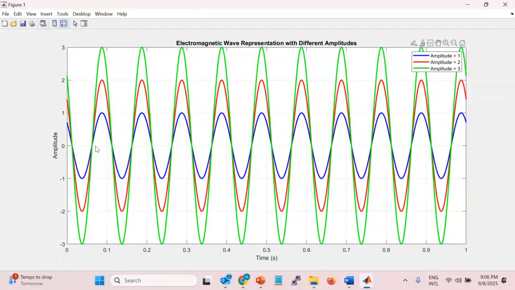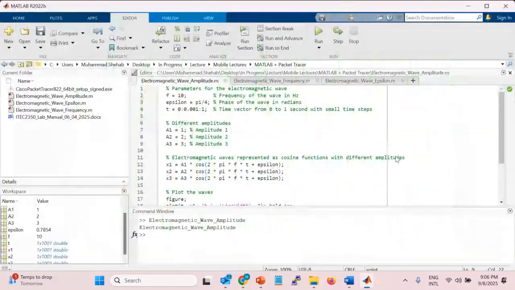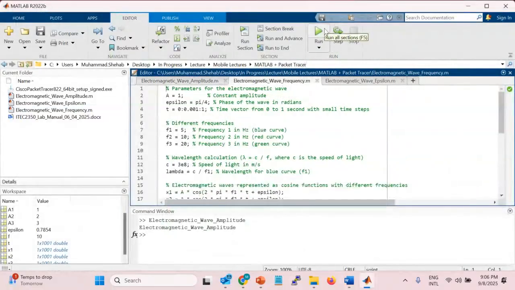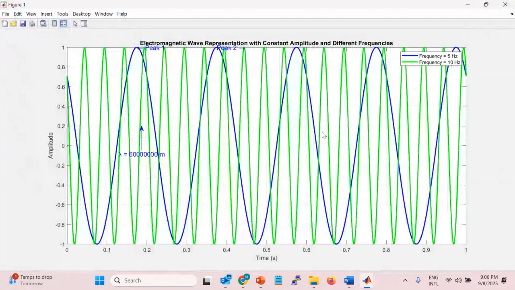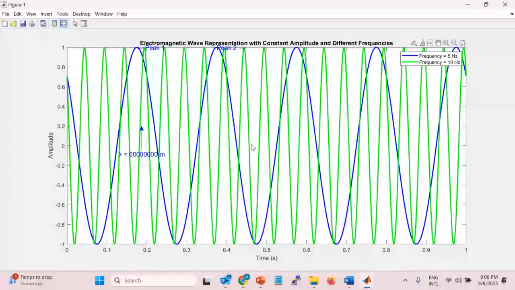So basically we measure the amplitude from the x-axis to the top of the signal. The highest amplitude is for the green signal, then the red signal, then the blue signal. Let us simulate a program for electromagnetic waves with different frequencies. The green and the blue signal have the same amplitude, but they differ by frequency. What is the frequency? It is the number of cycles per second.